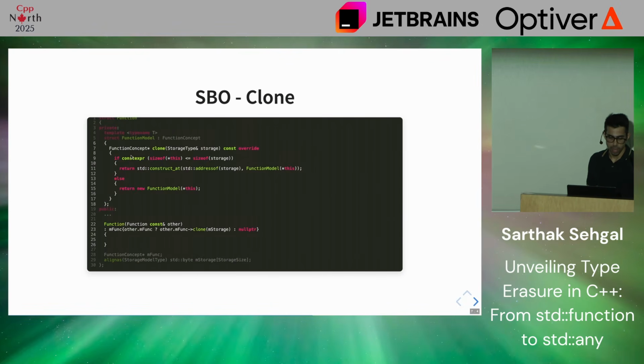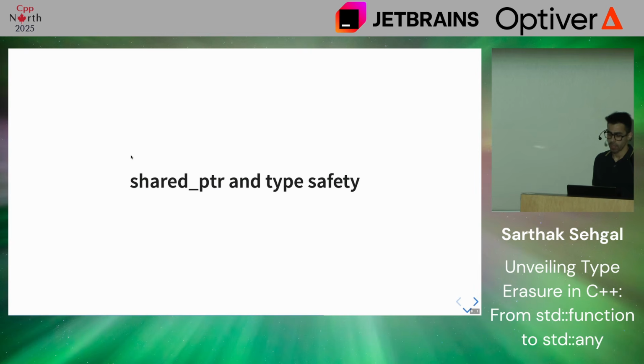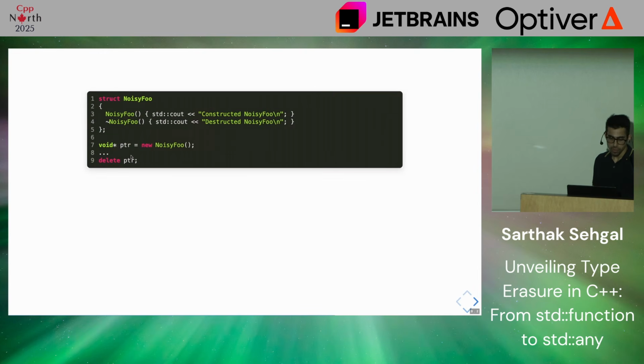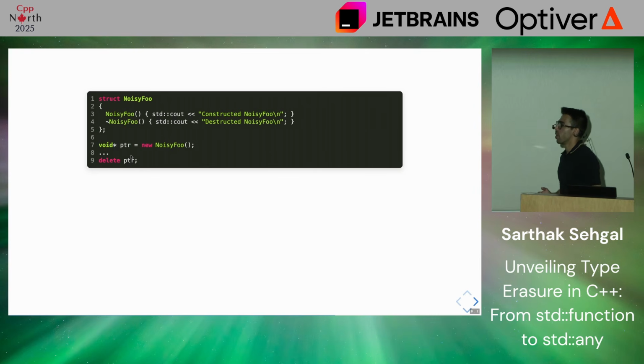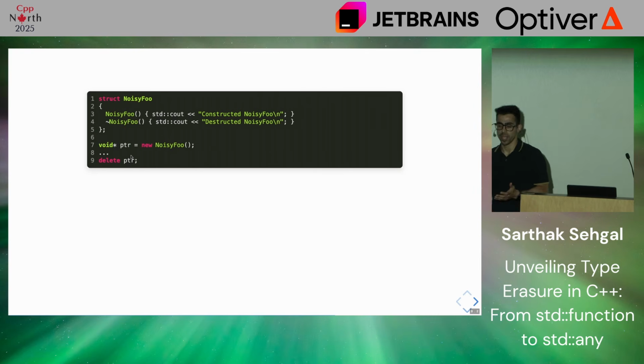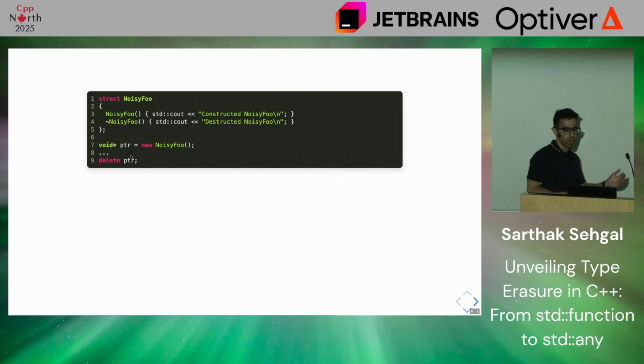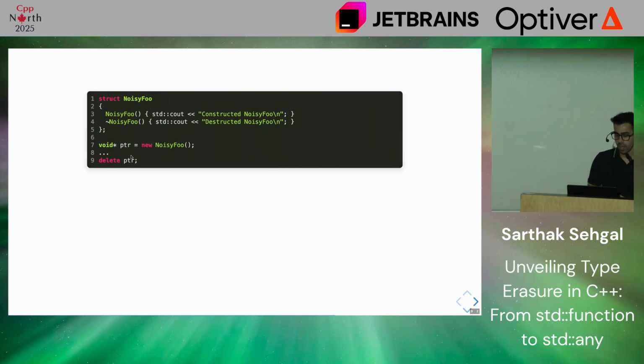Yeah, so that's all about small buffer optimization. Before I jump into std::any, a bit of a detour, and I want to talk about type safety in type erasure, and particularly just touch a bit upon shared pointer. So imagine we have this class NoisyFoo. All it does is output something on construction and output the destructed NoisyFoo message on destruction.